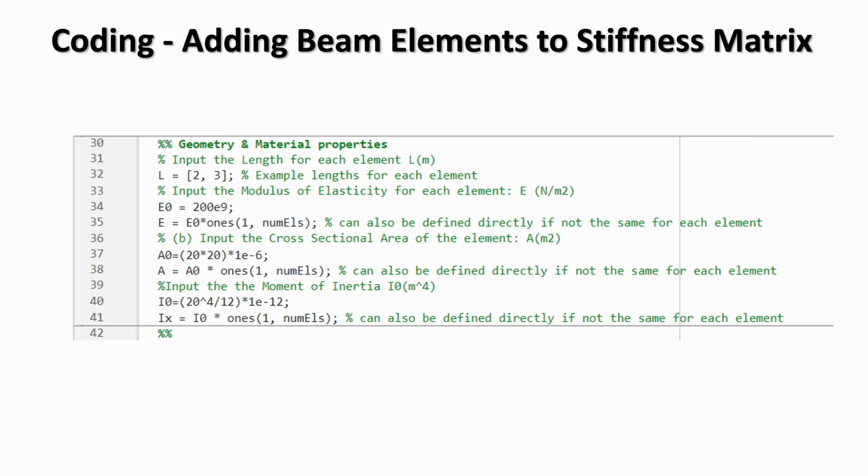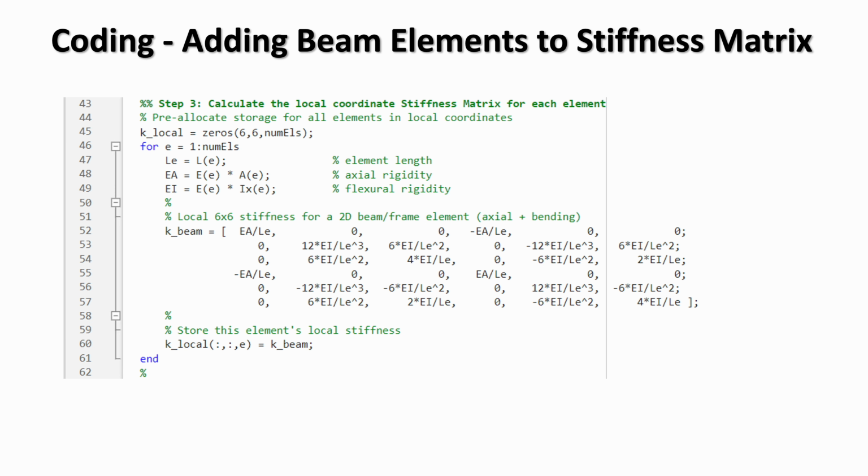Once again, we expand it into a vector assigning the same value to both elements. But just like with E and A, we could define this as a vector with different values for each element if required. The key point is, for L, E, A, and I, we can either assign the same property to every element or specify a vector if the values vary across the structure. This makes the code general and flexible.